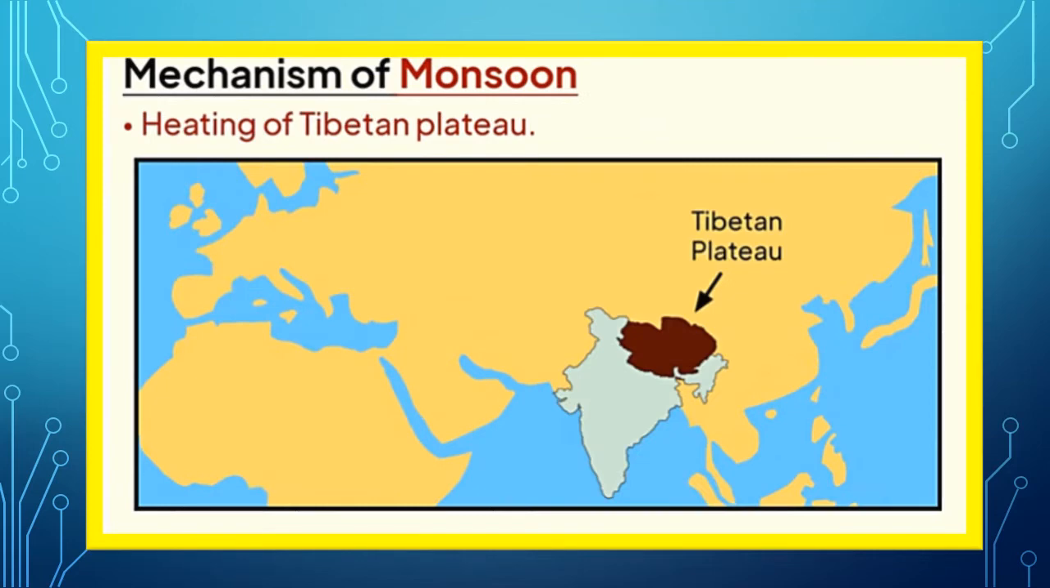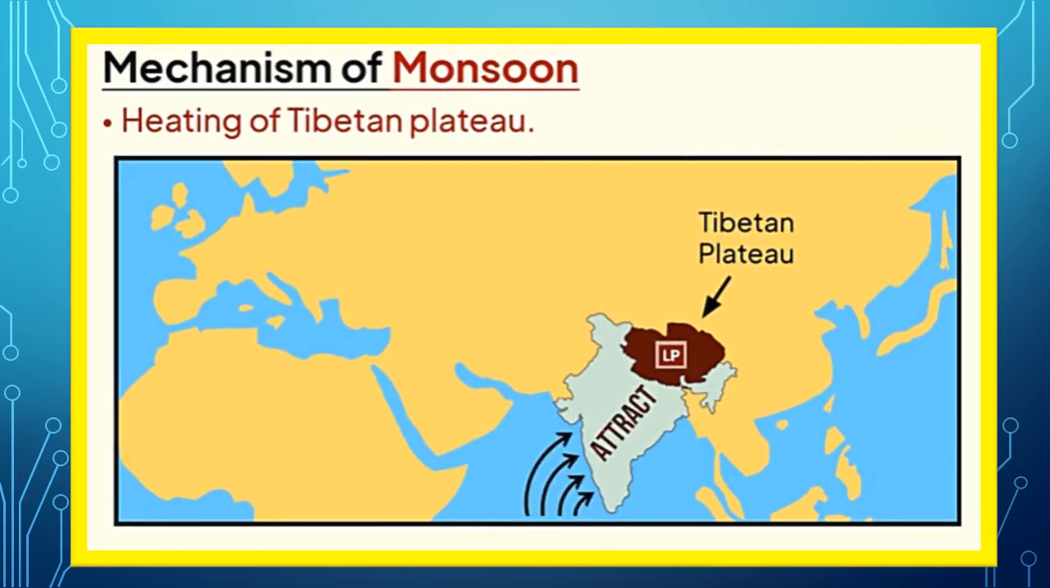The next mechanism is the heating of the Tibetan plateau. Now during summers, this Tibetan plateau gets intensely heated, which results in creating a low pressure area. Because of the shifting of ITCZ, this area becomes very, very hot, creating an area of low pressure. So when low pressure is created, what happens? Winds from high pressure will go over this region and bring rainfall.